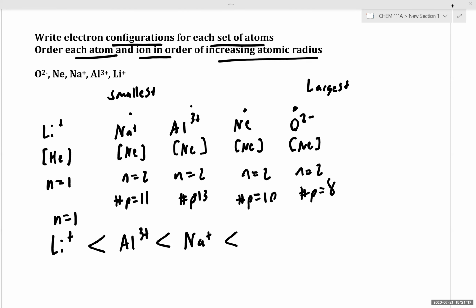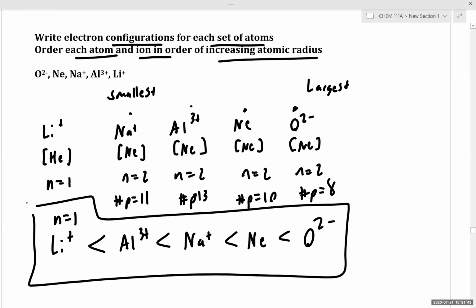Yes, the more protons you have, the smaller your ionic radius because all of your species have the same number of electrons. They're isoelectronic in this series. So we can directly compare the number of protons to figure out the relative ranking for the atomic and ionic radius. So next we have neon, and finally our anion, O2- is the largest. So this is our complete ranking for each of our atoms and ions in order of increasing ionic radius.